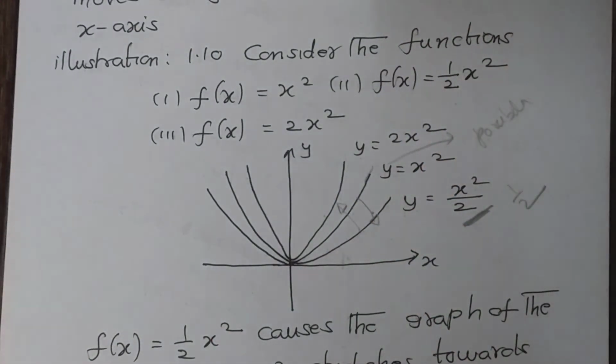So if the positive constant is more than 1, like 2, 3, 4, 5, it moves away from the x-axis. If the positive constant is less than 1, like 1 by 2, 1 by 3, it comes towards the x-axis. So expands, contracts. That's what we have to remember. That is the meaning of dilation.